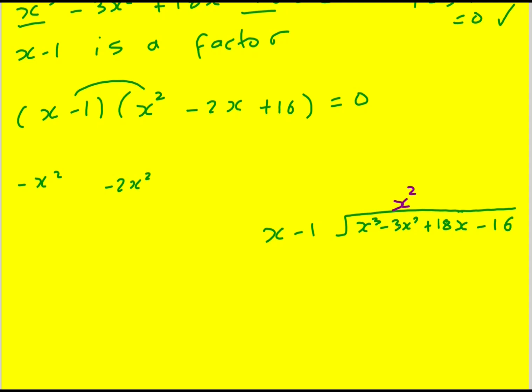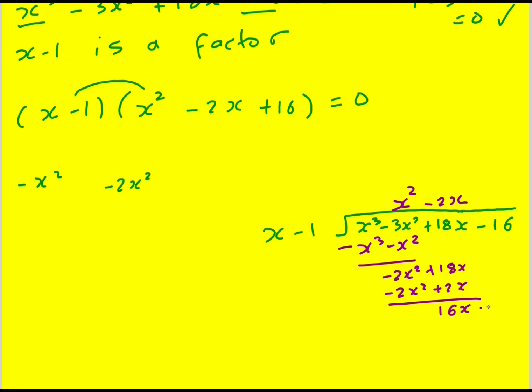So x into x cubed gives us x squared, times back through, we get minus x squared there, subtract, minus 2x squared plus 18x, divide the minus 2x squared by x, we get minus 2x, multiply back through. If you end up not getting a remainder of 0, you know you've made a mistake. Here, it's going to work out.